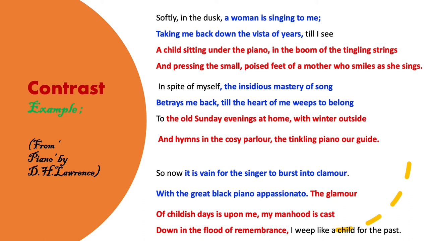So here the two people are contrasted. This must be his fiancée, but he sees her as a mere woman, while he fondly remembers his mother's poised feet and smiling face as she sings. Then he contrasts the glamorous past with his mother with the clamorous burst of the singer who is entertaining him at the moment. And also the piano is contrasted as he sees it as a "great black piano appassionato" when the woman is playing it, that means he sees it as nothing more than a huge black instrument.